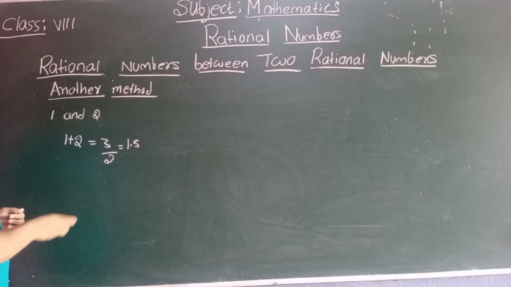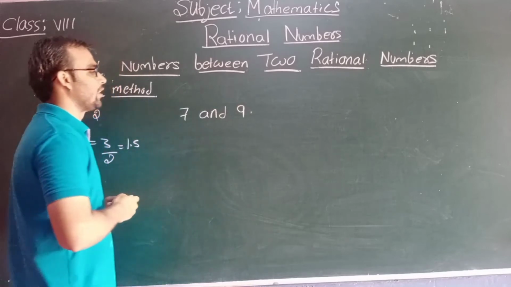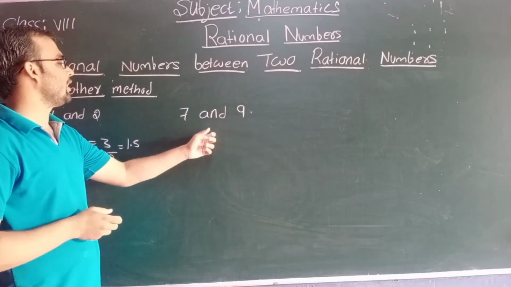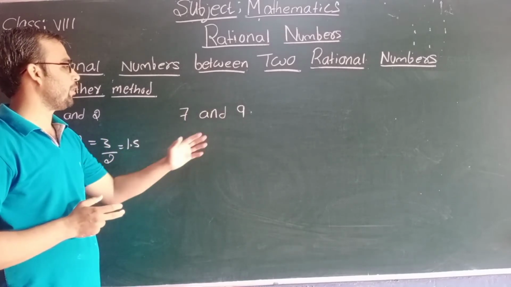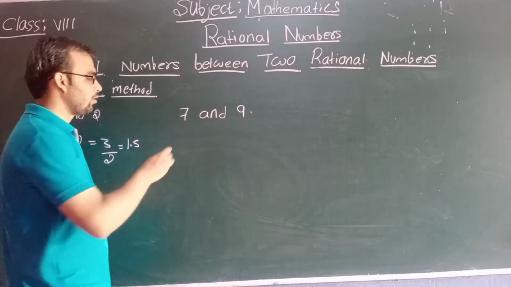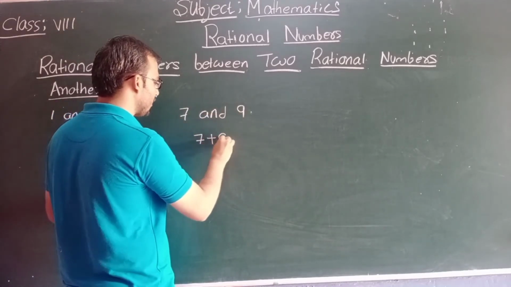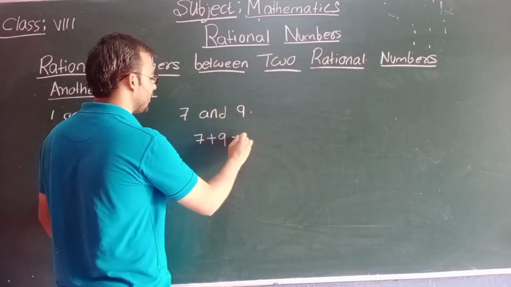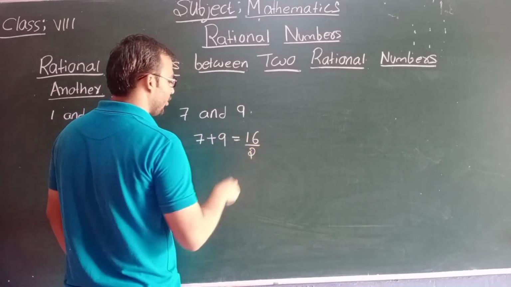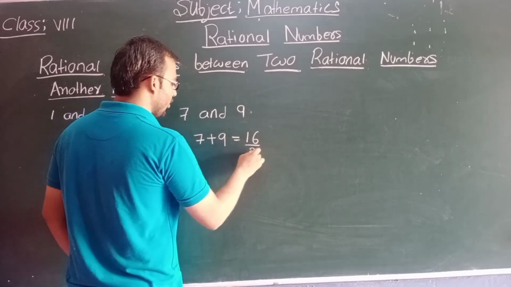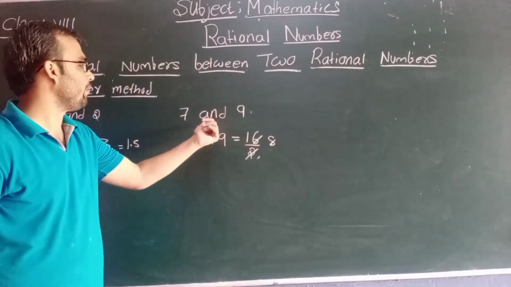So let us take one more example. 7 and 9 is there. Then what is the number between these two numbers? Okay, so look at here, we will find the mean of these two numbers. 7 plus 9 is equals to what? 16. So now 16 by 2, two numbers are there so divided by 2. So 2 eights are 16, so 8. So what we have got is 8. So look at here, 8 will be in between 7 and 9.